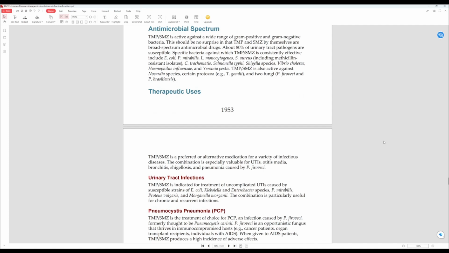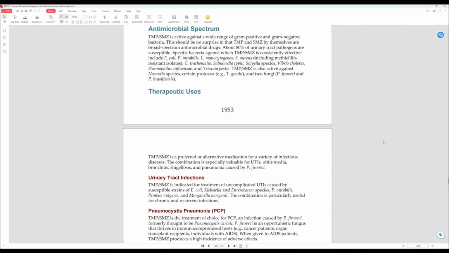TMP-SMZ is active against a wide range of gram-positive and gram-negative bacteria. This should be no surprise in that TMP and SMZ by themselves are broad-spectrum antimicrobial drugs. About 80% of urinary tract pathogens are susceptible. Specific bacteria against which TMP-SMZ is consistently effective include E. coli, P. mirabilis, L. monocytogenes, S. aureus, C. trachomatis, Salmonella typhi, Shigella species, Vibrio cholerae, Haemophilus influenzae, and Yersinia pestis. TMP-SMZ is also active against Nocardia species, certain protozoa, and some fungi.